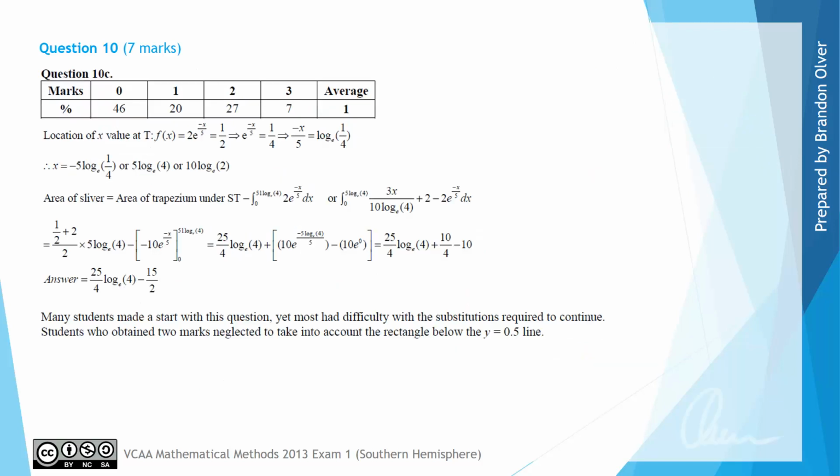From the examiner's report, we can see that this was a very challenging question, with only 7% of students getting full marks for the question. And the examiner goes on to say that many students made a start, yet most had difficulty with the substitutions required to continue. Students who obtained 2 marks neglected to take into account the rectangle below the y equals 0.5 line. So they were dealing with a triangle, subtract the area under a curve, rather than a trapezium, subtract the area under a curve.